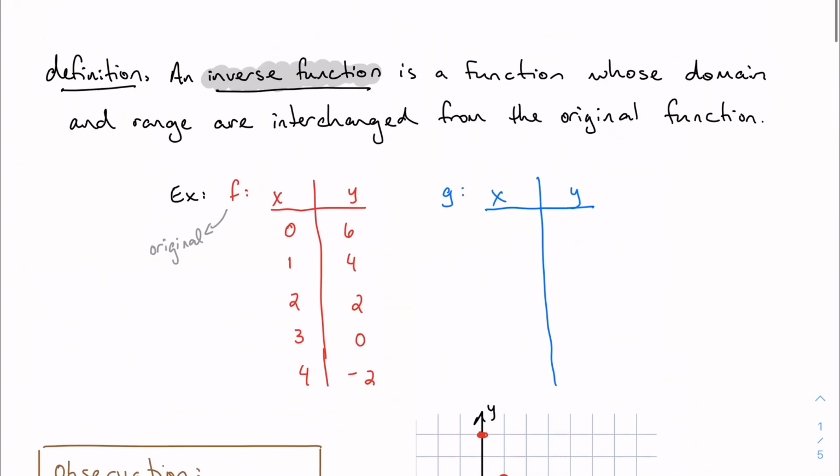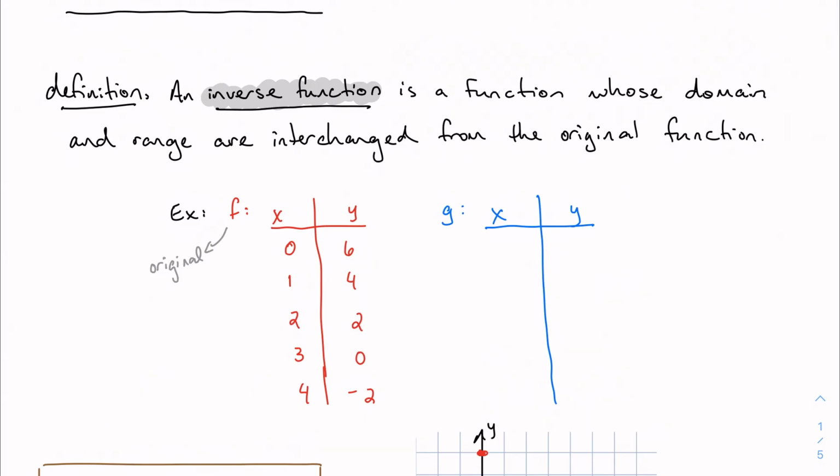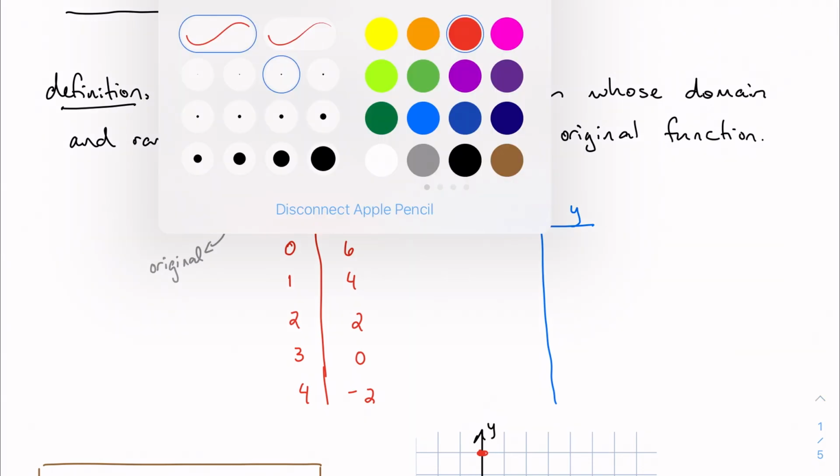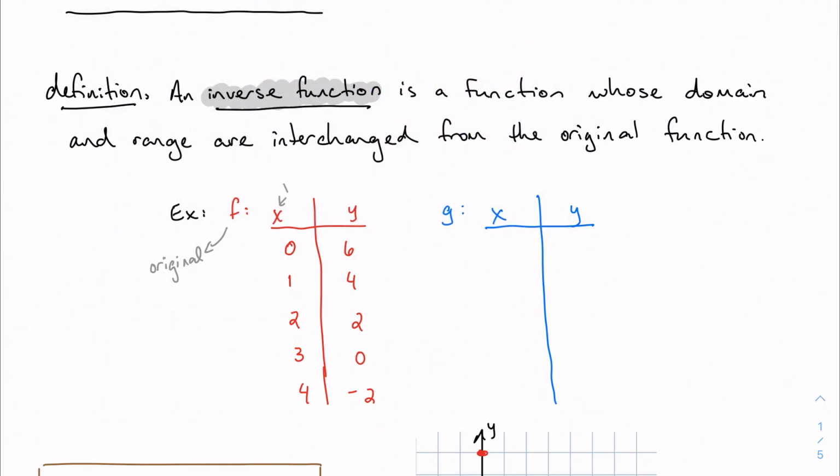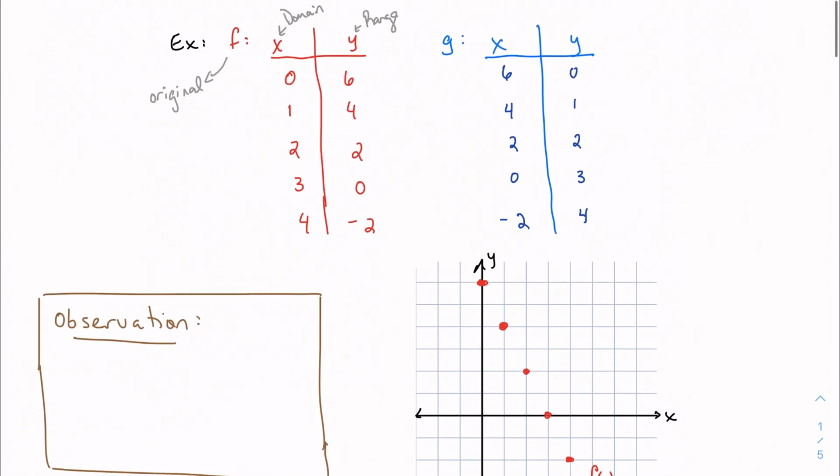And then we said that the definition of an inverse function is to take our domain and range, right, our x and y, and interchange them, change their positions. So instead of x being 0, 1, 2, 3, 4, that's going to become y. So y will be 0, 1, 2, 3, 4. And then my x will become what y used to be: 6, 4, 2, 0, negative 2.